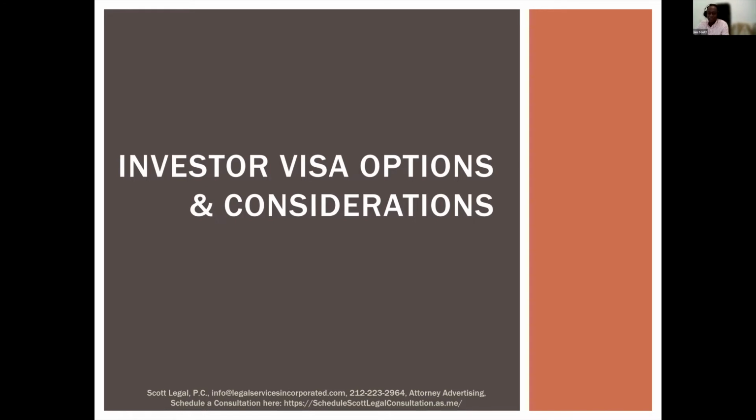Today, we are going to talk about the different types of investor visas, and those are visas that are available for coming to the United States. People who want to invest in the United States, people who want to buy businesses in the United States, or people who want to start businesses in the United States.